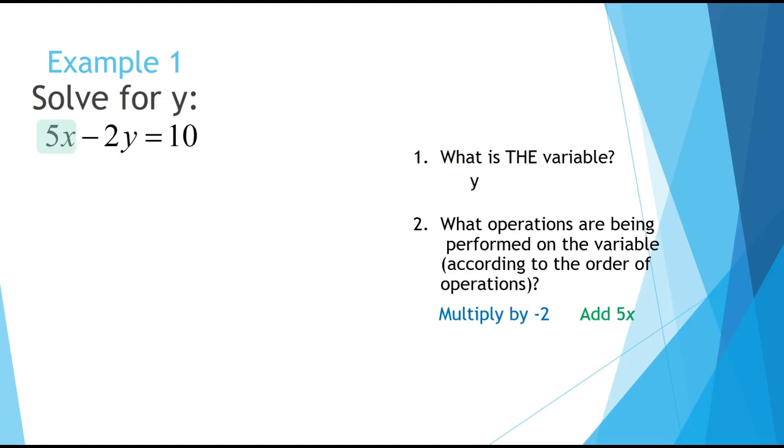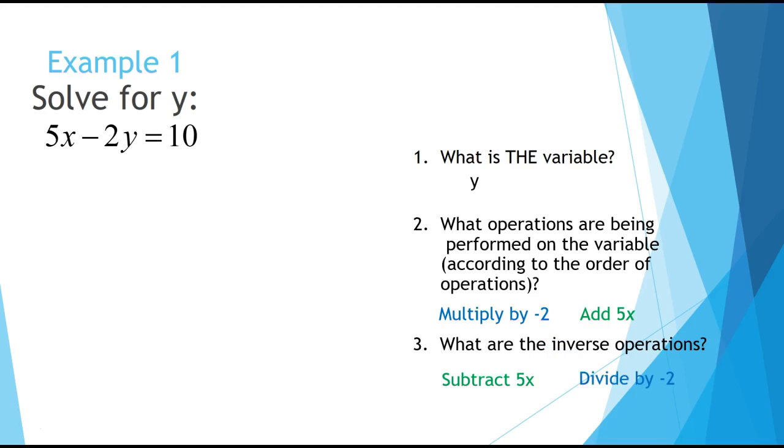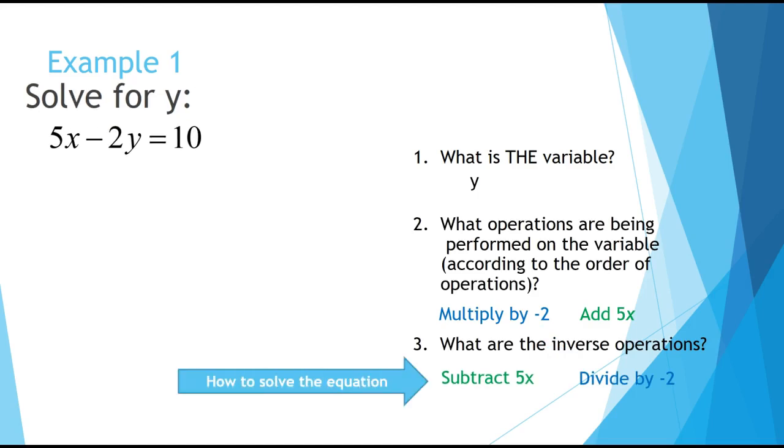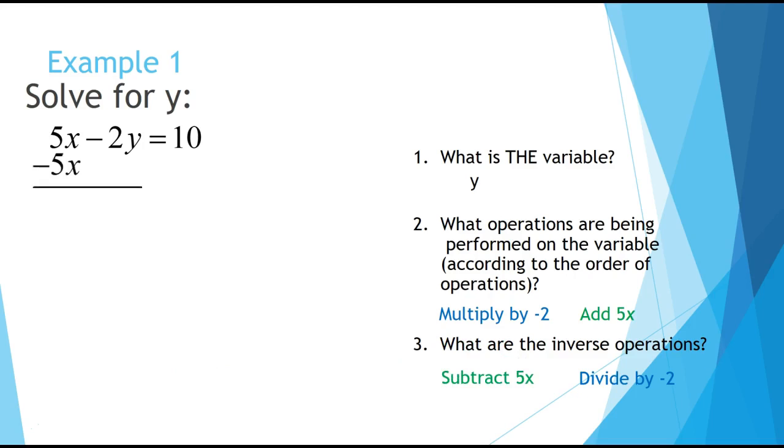So when we undo or look at our inverse operations, first we subtract 5x, and then we're going to divide by -2. Again, that third step is very important because it shows us exactly how to solve the equation. What we're going to do first is subtract, then divide. First job, subtract 5x from both sides.